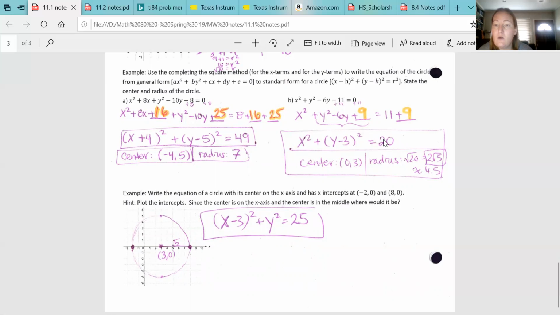Your radius would be the square root of 20, because this is radius squared, and the square root of 20 is 2 root 5, or approximately 4.5. So I hope that gives you a good start on how to do circles. I'm going to bring up the homework and show you a few of those, and then we'll be done.